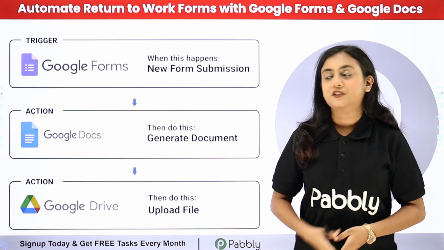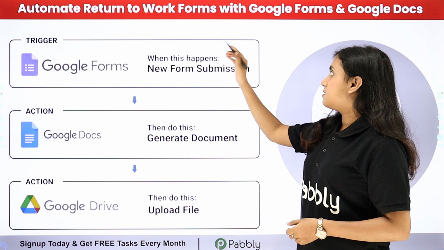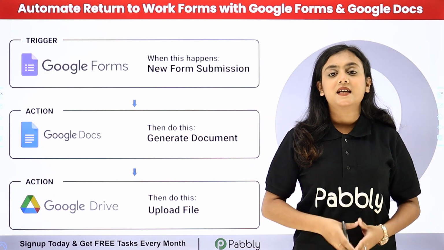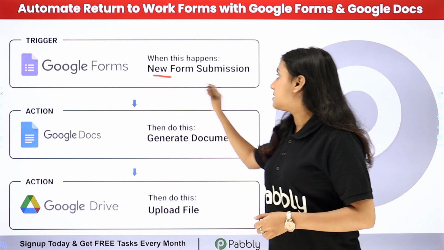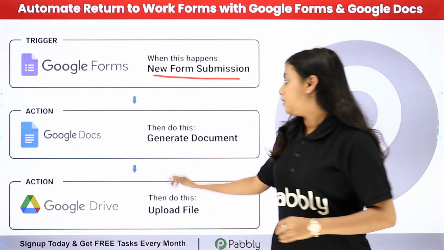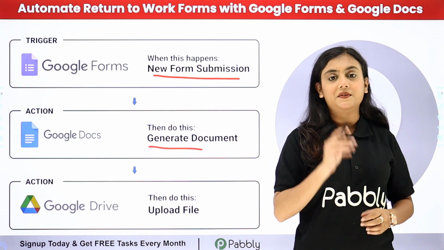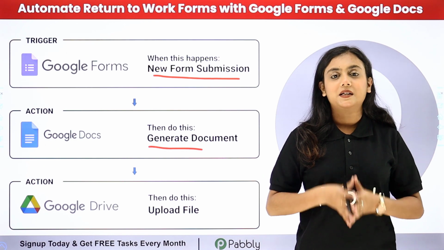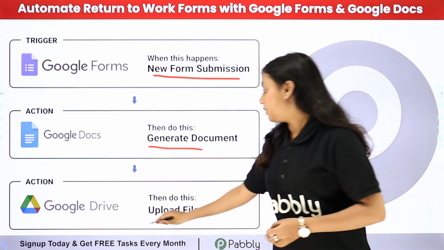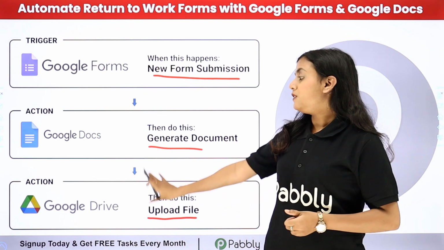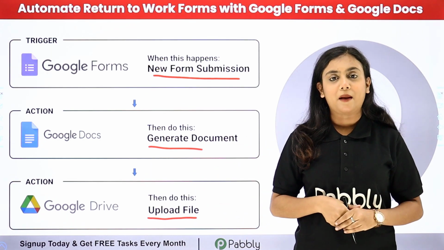In this video, we're going to learn how to automate return to work forms with Google Forms and Google Docs. So here my objective is that whenever a new form submission is done with the help of Google Forms of return to work, automatically a document of return to work should be generated in my Google Docs, as I've already created a template of return to work in my Google Docs, and it should be uploaded in my Google Drive folder. For that, we need to create an automation between all of these applications with the help of Pably Connect.